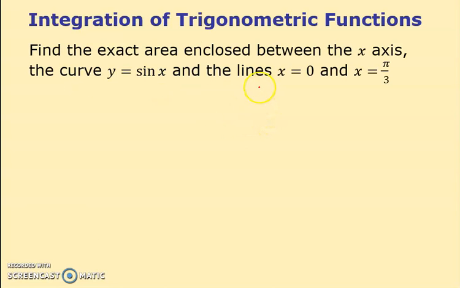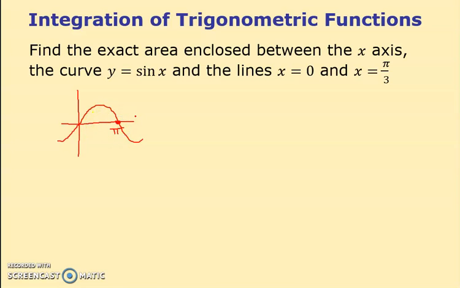We talked about trig just now, so it says find the exact area enclosed by the x-axis and y equals sine x. I'm just going to draw a graph. Don't imagine I've got a graph. So my sine curve looks like this. And you should know that this is 180 degrees, so that's pi.